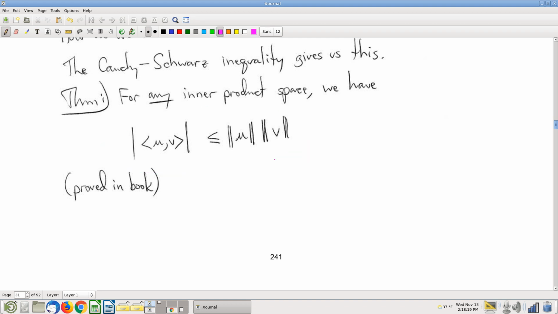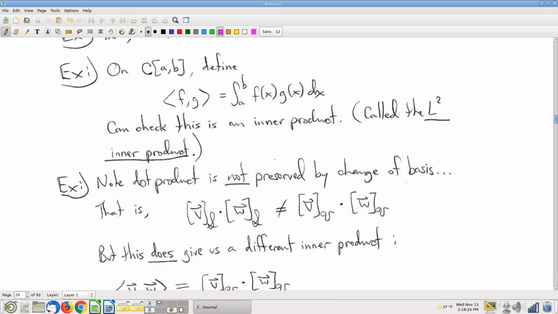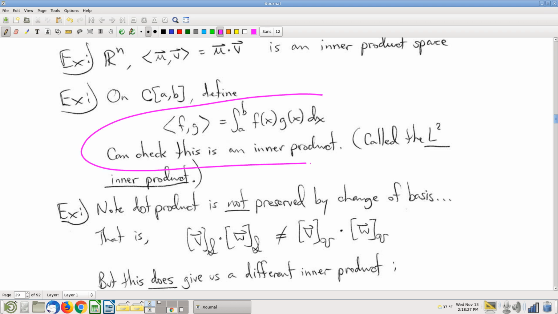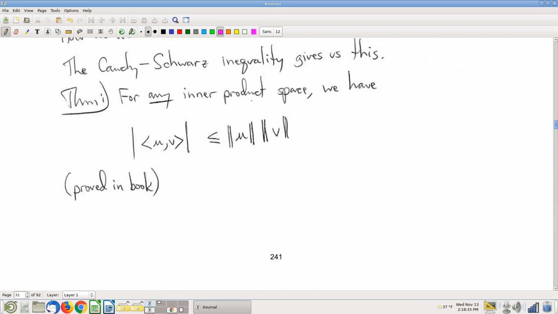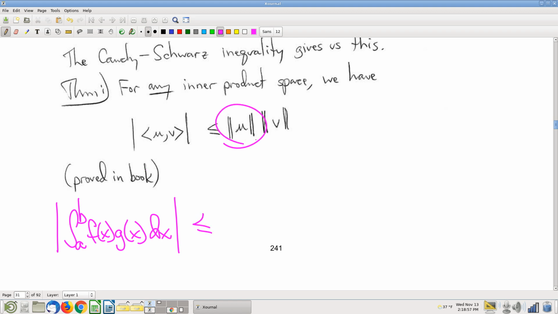And I'm just going to apply this to the L2 inner product. Let me remind you, here it is, there's our L2 inner product. What does the Cauchy-Schwarz inequality look like with the L2 inner product? The absolute value of the integral from a to b of f of x times g of x dx, that's what this is in the L2 inner product, is always less than or equal to the magnitude of that first function. The magnitude of the first function is the square root.